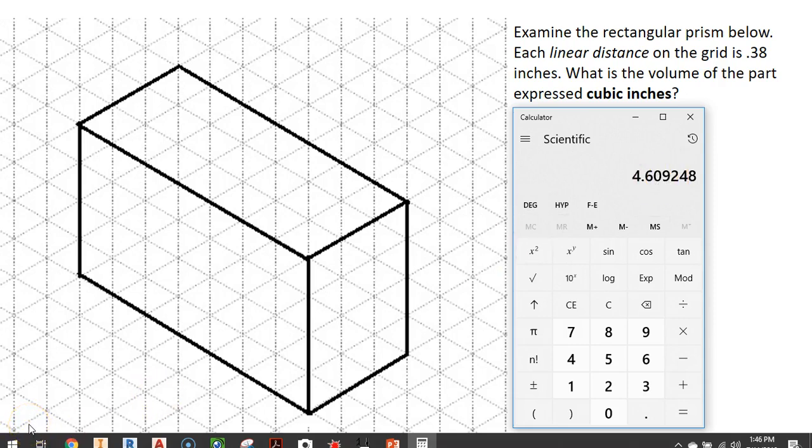This explains the process for calculating the volume of a rectangular prism based upon a linear distance of a grid.